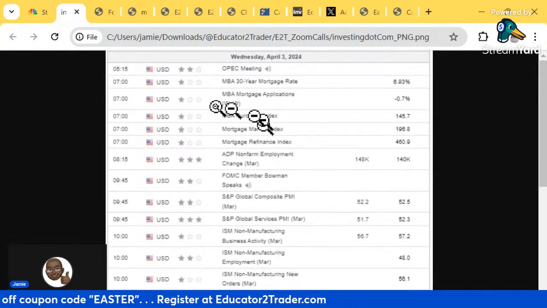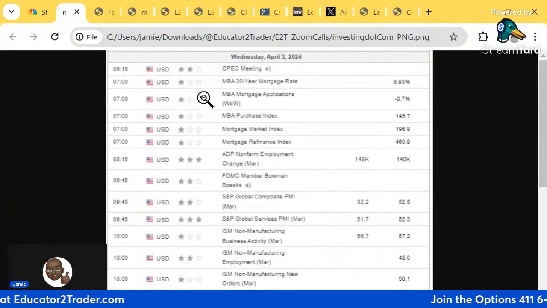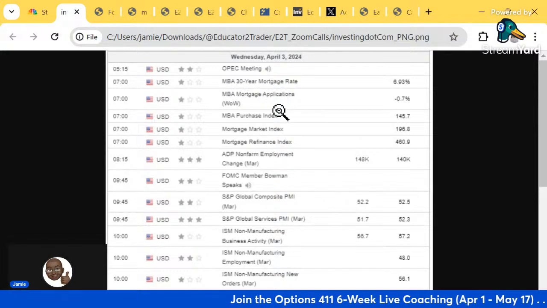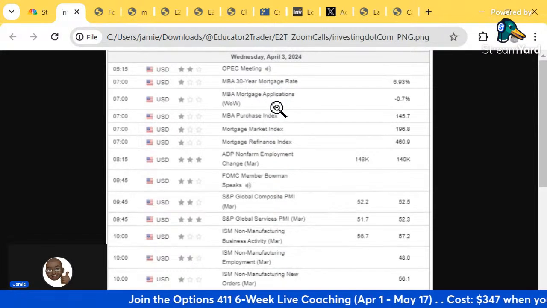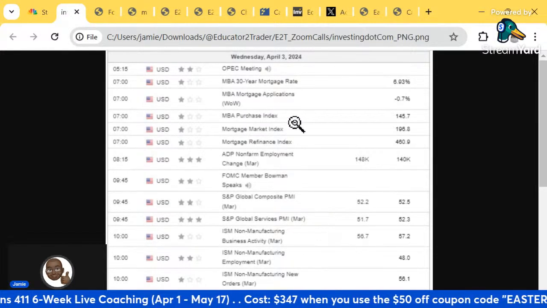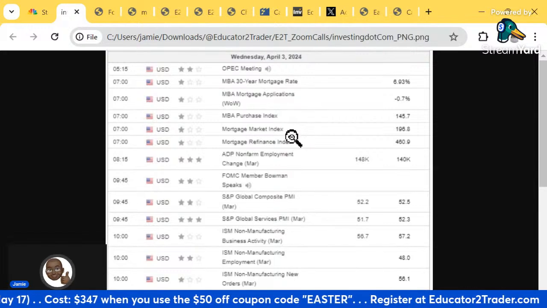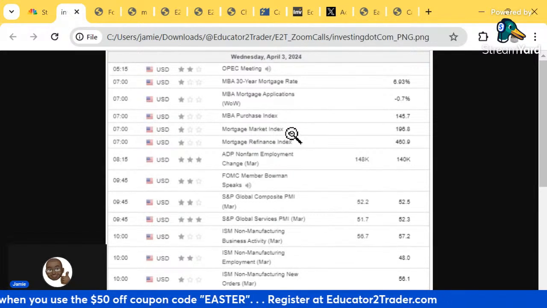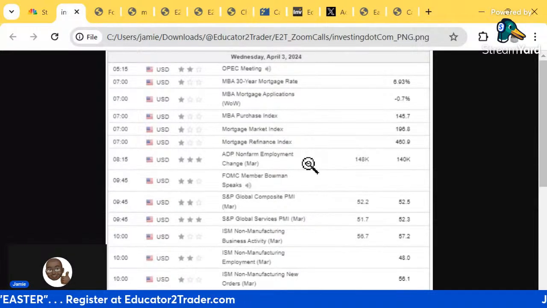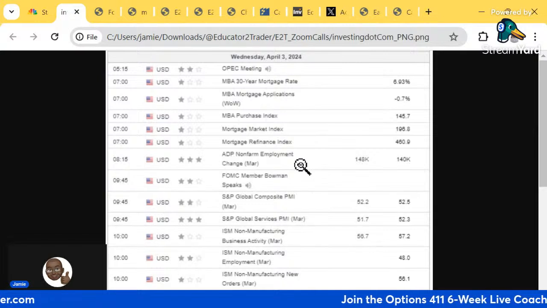This one is investing.com, and 5:15 was a 2-star OPEC meeting. 7 o'clock was the 1-star MBA 30-year mortgage rate, and also the mortgage applications week over week. Both 1 stars. And they also had the purchase index happening at that time too. The mortgage market index also, all this was at 7 o'clock. The mortgage refinance index as well. All of those were 1 stars. OPEC was the only 2-star at 5:15 this morning.